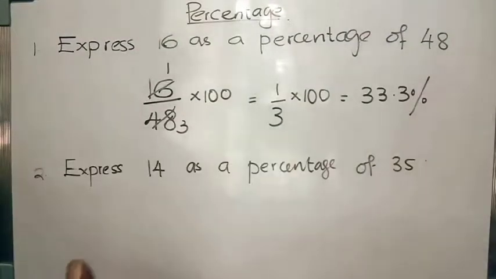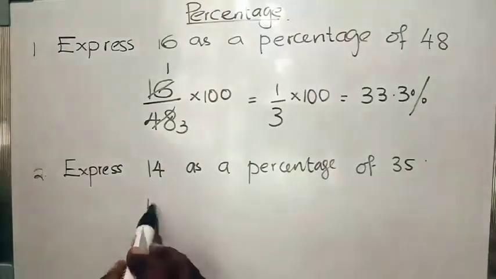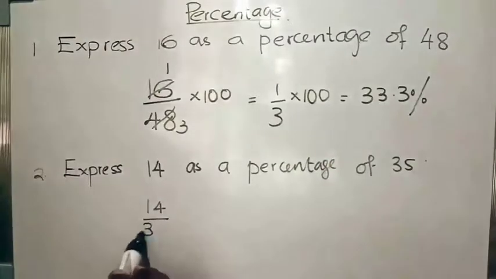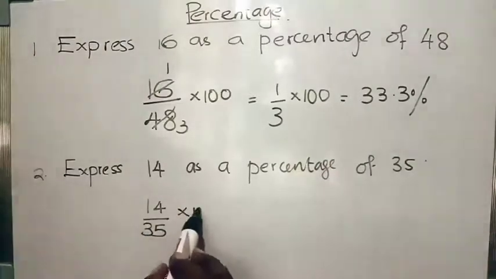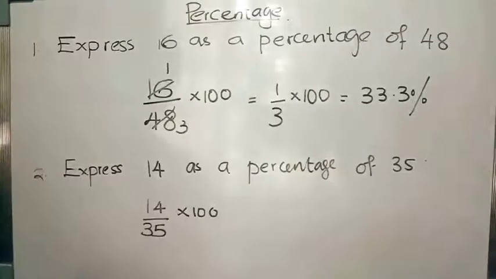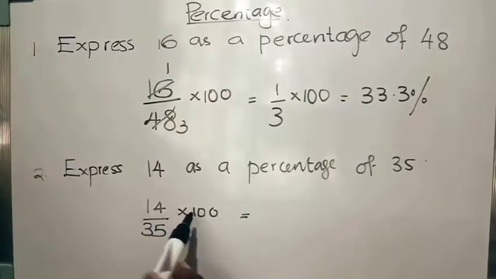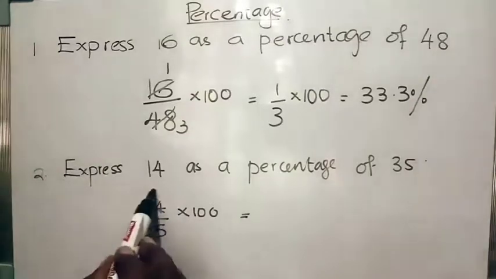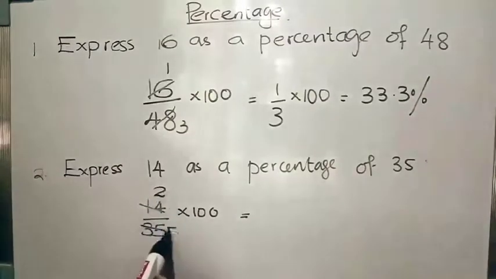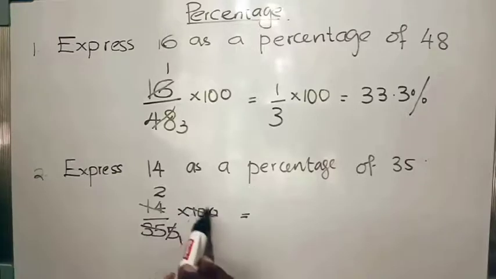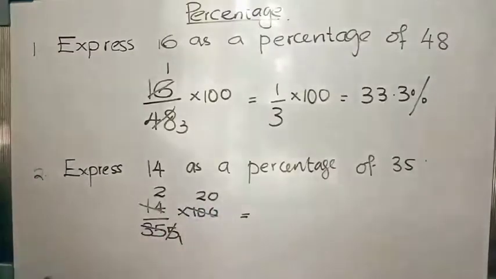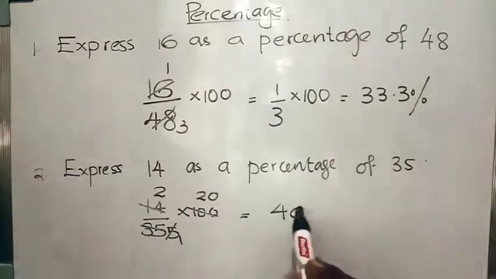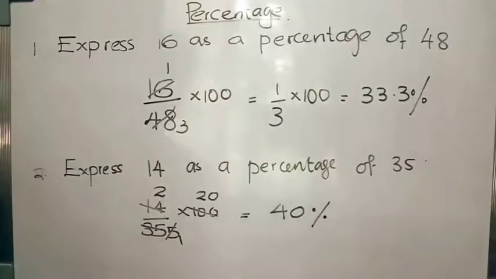Then how do you express 14 as a percentage of 35? It's very simple. It is 14 out of 35 multiplied by 100. So what do we get as the answer? We can use a calculator, but I am using manual calculation. 7 2s, 7 5s, 5 1s, 5 20s. So we get the answer as 40%.